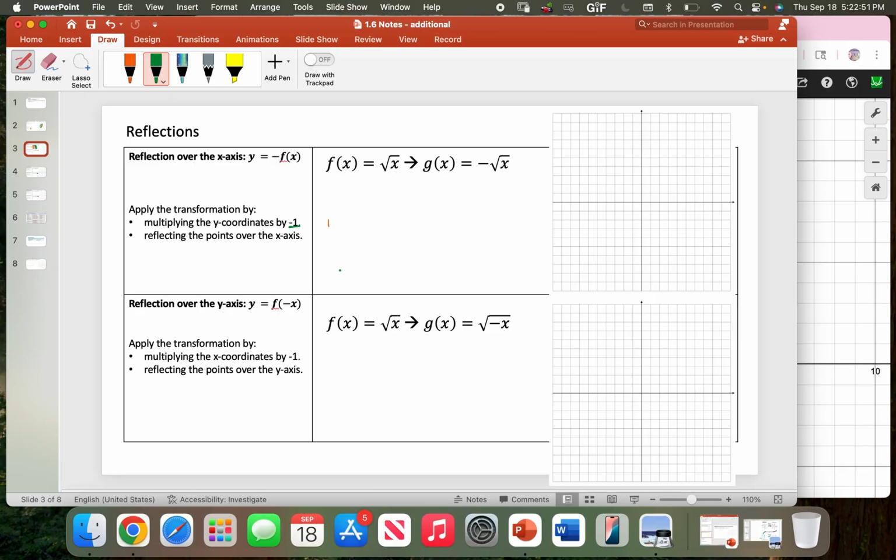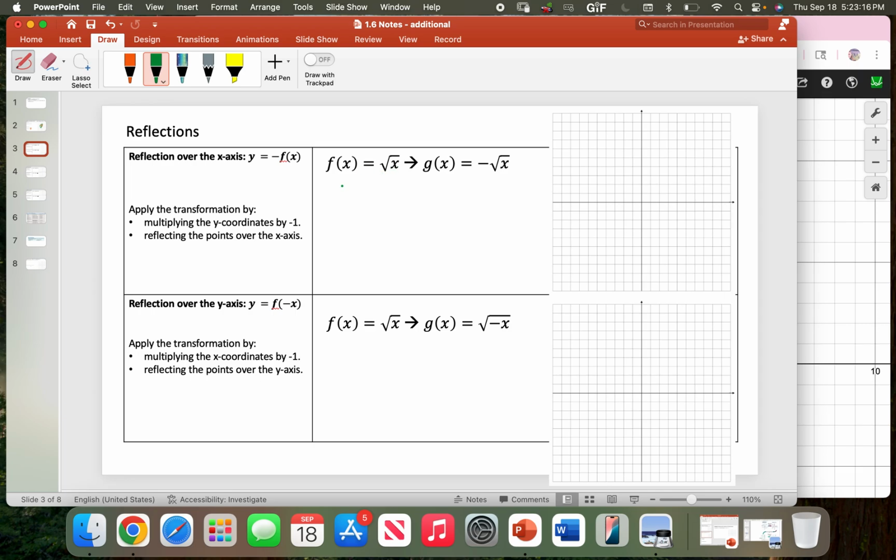For reflections, I'm going to use the square root function. So if we're focusing on a reflection over the x-axis, that means that we're negating the entire function f of x. There's 2 ways that we can do this. We can either graph the original function and then just reflect it over the x-axis, or we can make our table of values and we can multiply our y values by -1.